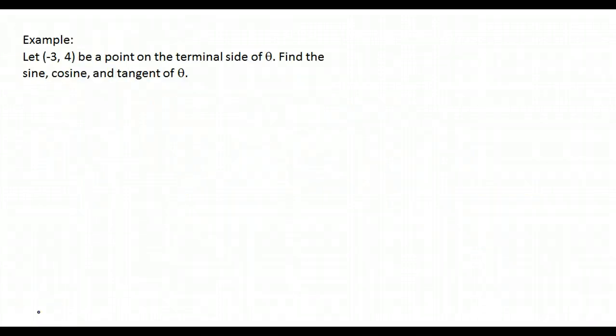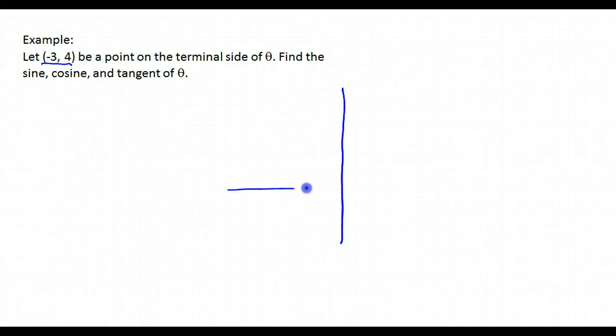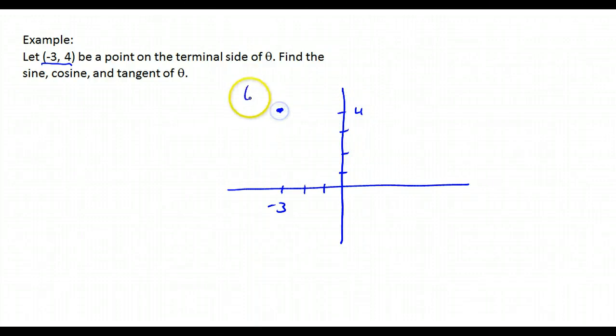So let's see how this works with an example, okay? So this says that we're going to let our point be negative 3, 4 on the terminal side of theta. So let's draw a quick picture right here. Negative 1, negative 2, negative 3, 1, 2, 3, 4. So here's our point, negative 3, 4. And we're going to find sine, cosine, and tangent. So we need to get r, don't we?